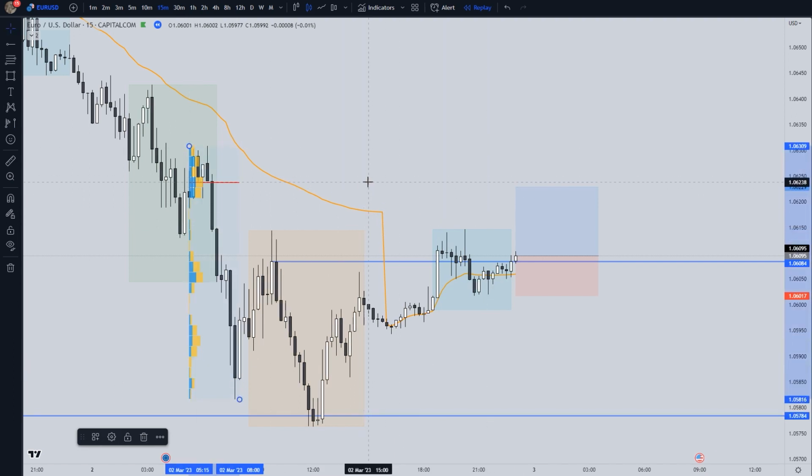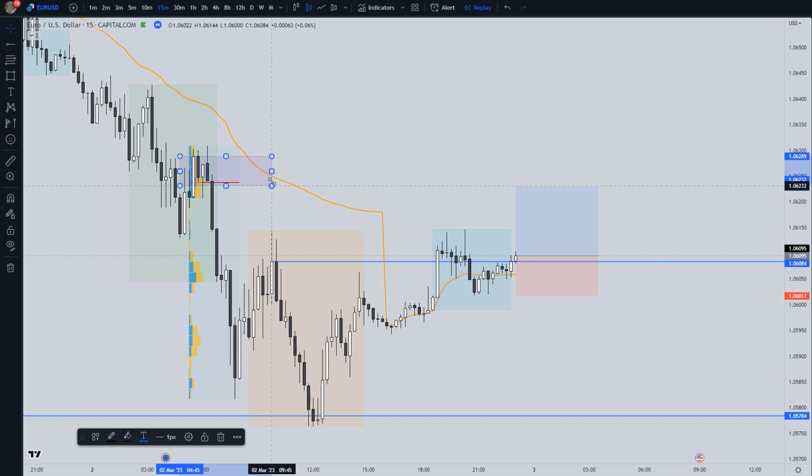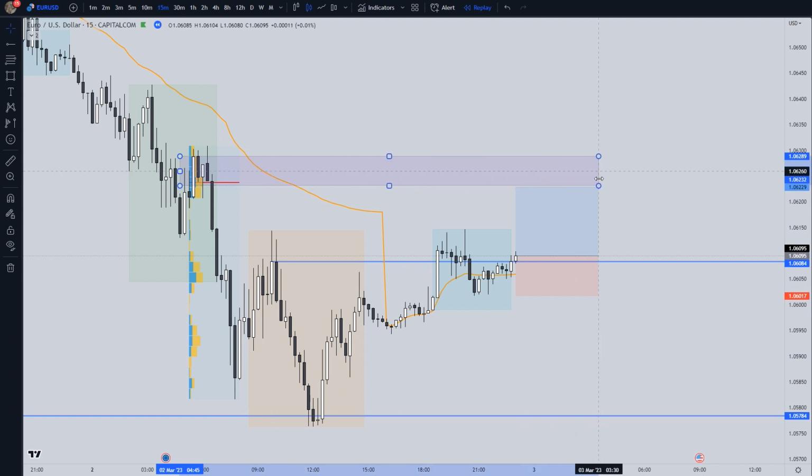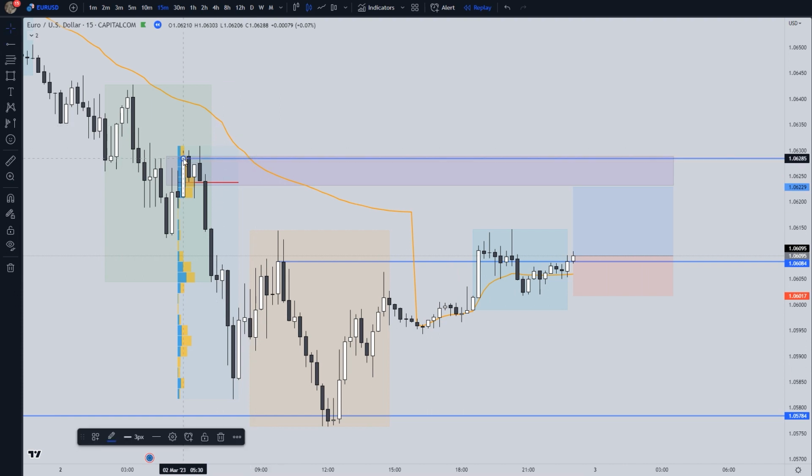The red line is the point of control. Here you have the highest volume. So in this area where we have a thick volume profile, I try to find a level of resistance. The highest level is this resistance.